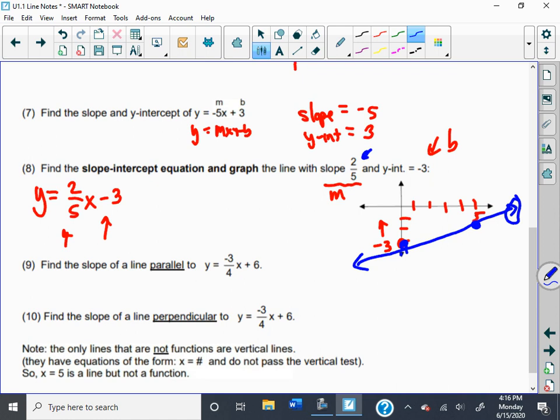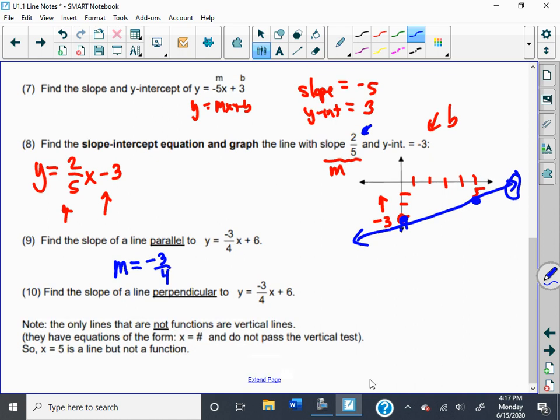All right, number 9, find the slope of the line parallel to the equation y equals negative 3/4 x plus 6. Parallel lines have the same slope, right? So that means the slope is negative 3/4 for all parallel lines to y equals negative 3/4 x plus 6. Another line would be y equals negative 3/4 x minus 7. That would be parallel also.